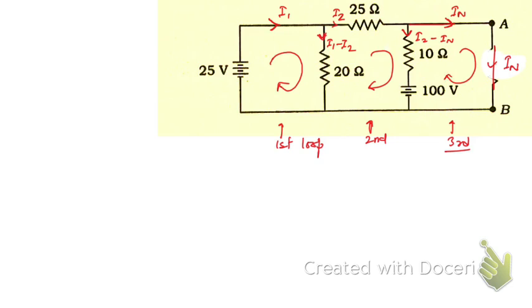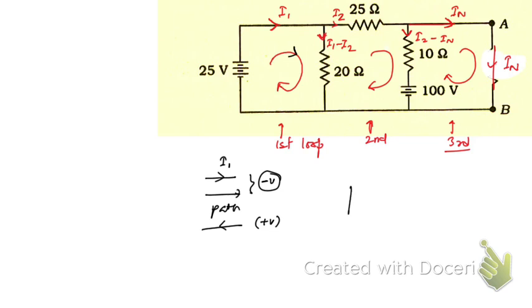Now first let me tell you the sign convention that I'm going to use, because different books use different sign conventions to apply KVL, Kirchhoff's voltage law. I'm going to choose it such that if the path I have taken is in the direction of current, then we consider negative voltage. In case it is in the opposite direction of the current, then we consider positive voltage.